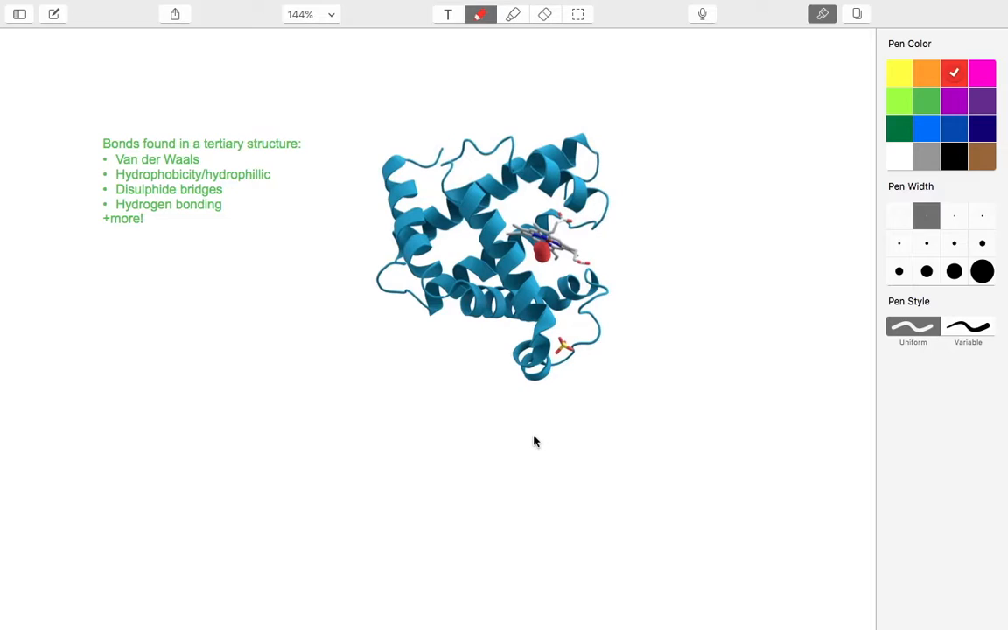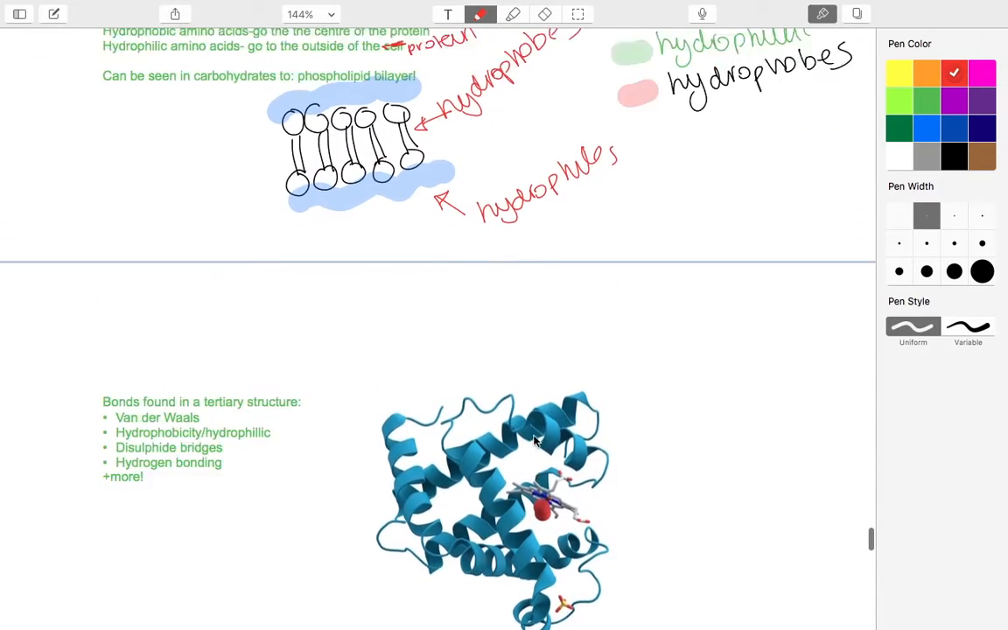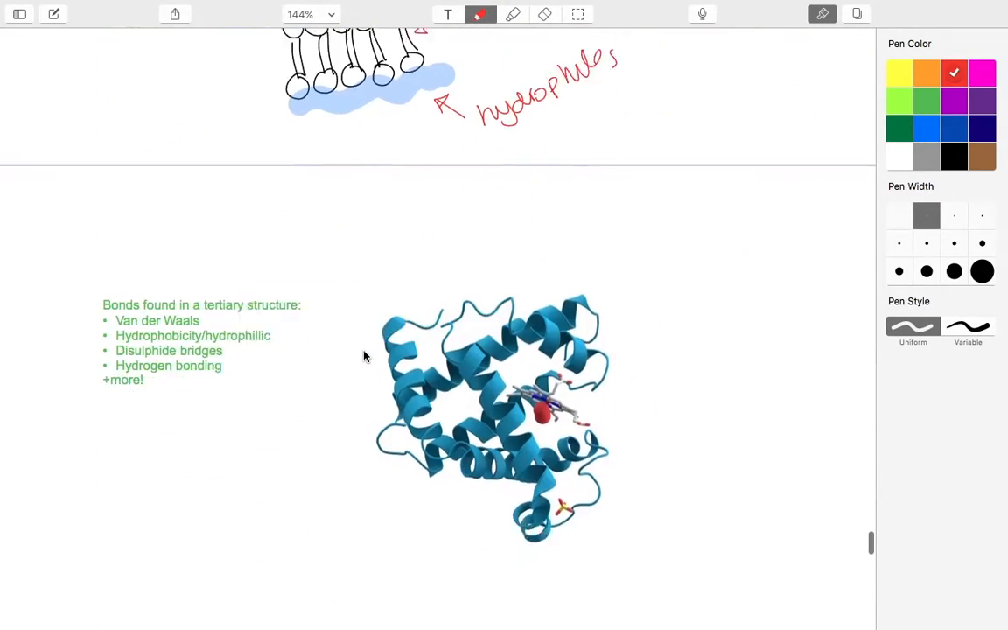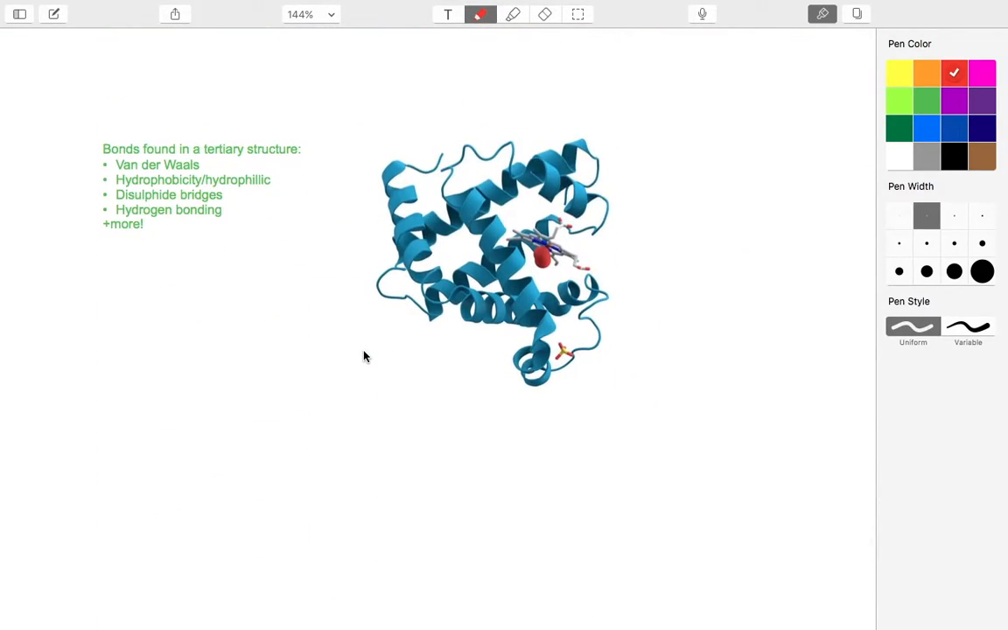Okie dokie. So now we can move on to bonds found in the tertiary structure. The tertiary structure involves the R groups. The bonds found in those R groups are your van der Waals, your hydrophobic and hydrophilic interactions, which is what we've just gone through, disulfide bridges, which involve cysteine, which is C, hydrogen bonding and more. It becomes a very, very complicated bundle of chemical reactions. It's very interesting. Protein folding is the forefront of biology at the moment. We're trying to figure out how exactly they do fold because it's very important. We'll go into that later, why it is so important that they fold properly.